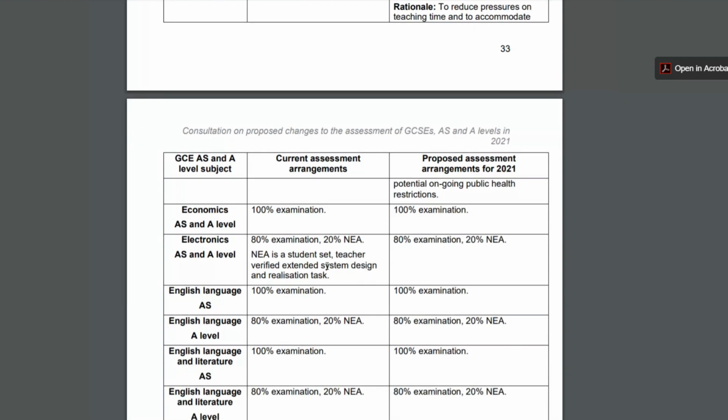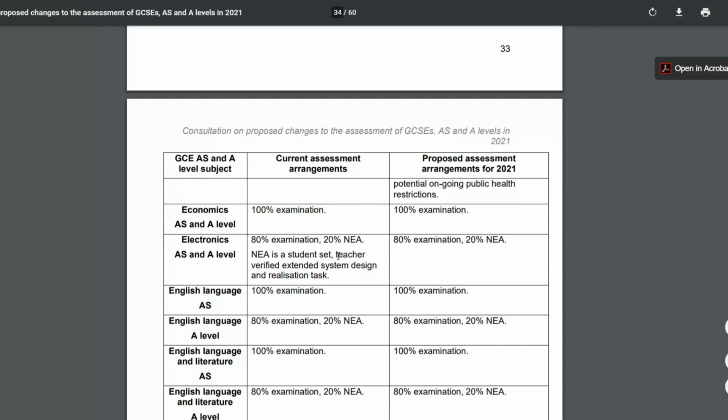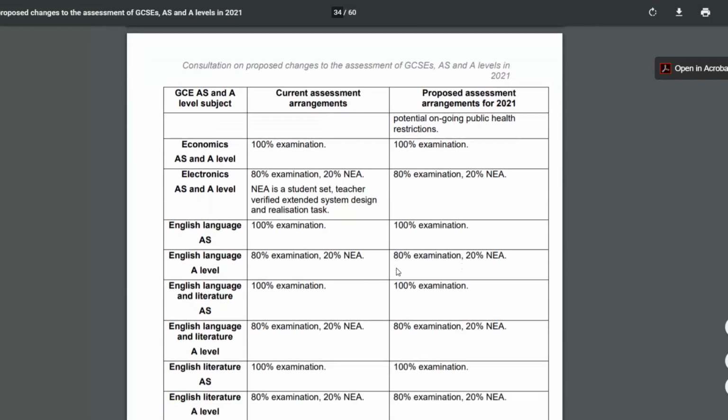Economics AS and A level. Before it was 100% examination, it's still going to be 100% examination. Electronics, before it was 80% examination and 20% NEA, with the NEA being student set and with a teacher verified extended system design and realization task. That doesn't appear to change. I know the writing disappeared on the right bit, but I assume it is the same thing, so there doesn't seem to be any change there.